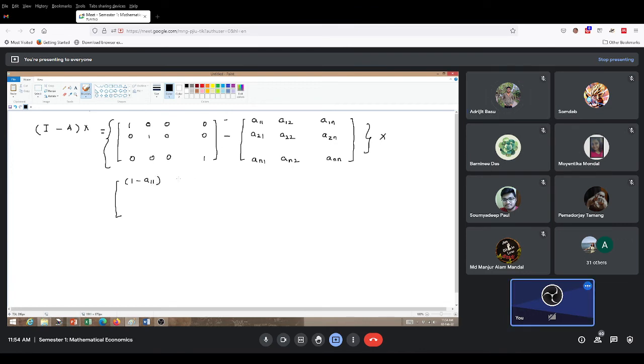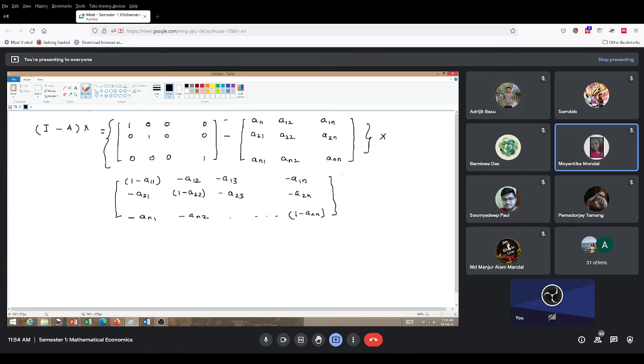A11. What is the second element? The minus A12. Third is minus A13, and so on until I go to A1n. Second row, then minus A21, then 1 minus A22. Okay, this is An1, An2, and what is the diagonal? 1 minus Ann. Sorry, this will be Xn. Okay, now it's easy.